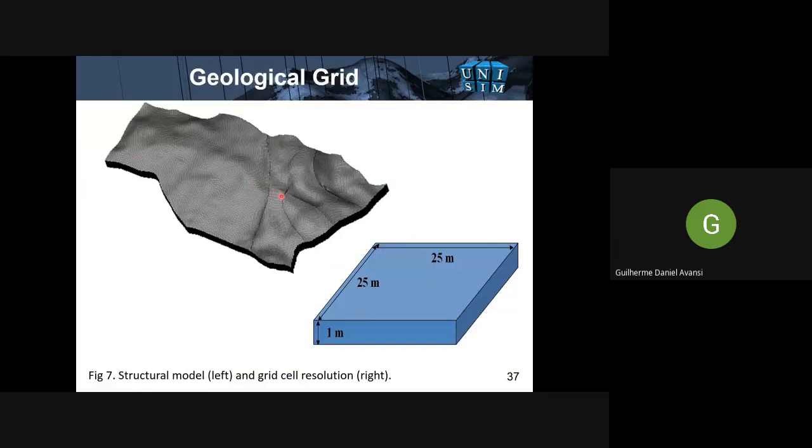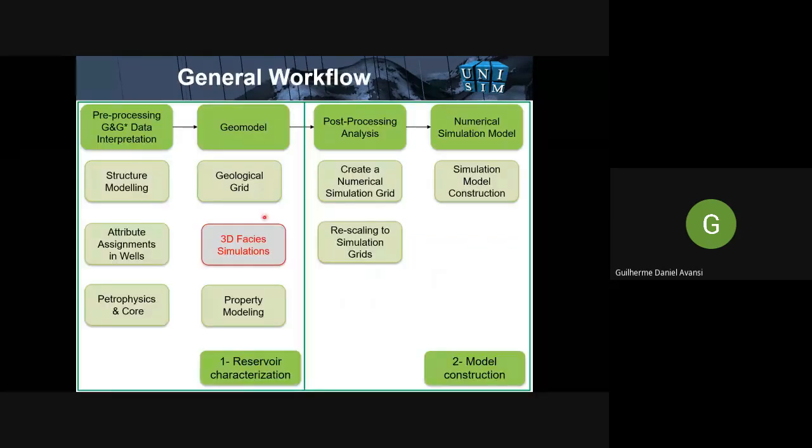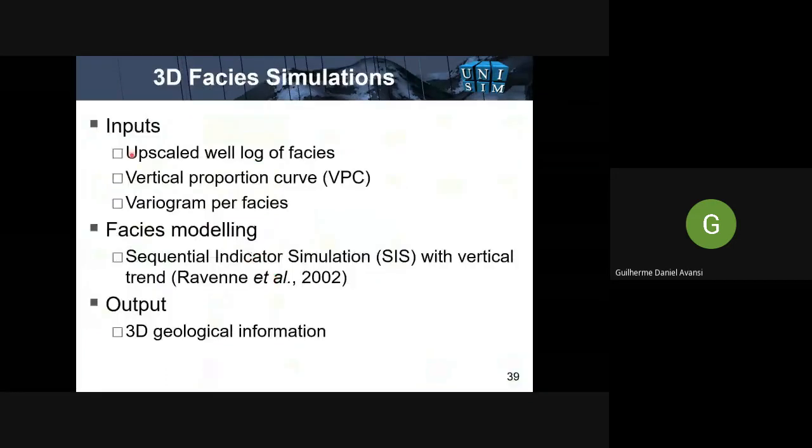So we need to fill this grid with a lot of information, porosity and permeability in all directions. So we have the 3D facies simulation. We have the inputs: upscaled well logs, vertical proportion curves, and variograms per facies. This information is just to set up your modeling. So we need as much information as possible to give the right directions when we are modeling and filling this geological grid with all the information that we have.